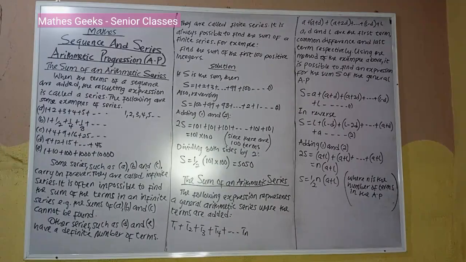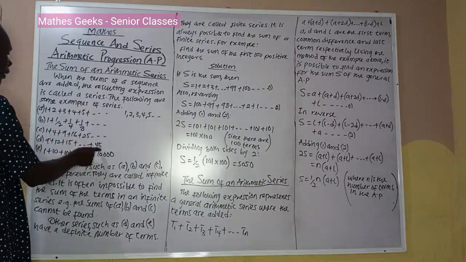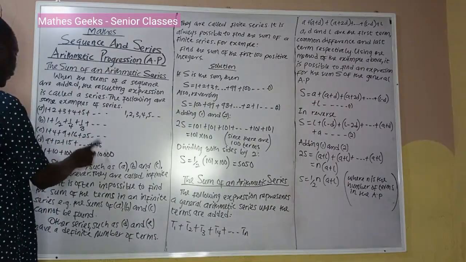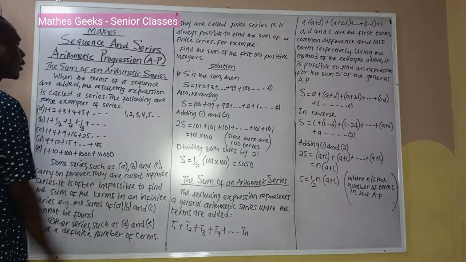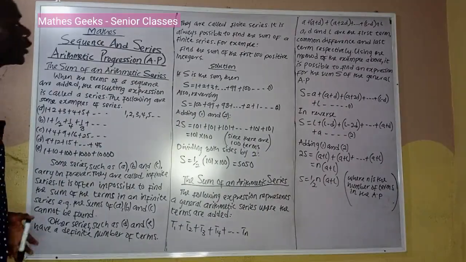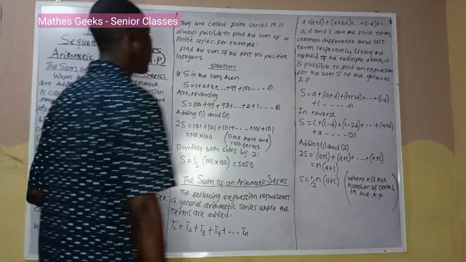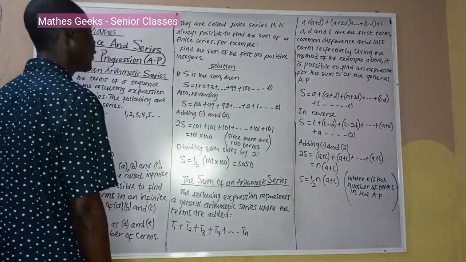Other series such as D and E have a definite number of terms. So this one, D, has a last term. The last term here is 45. E has a last term, which is 10,000. They are called finite series. It is always possible to find the sum of a finite series.